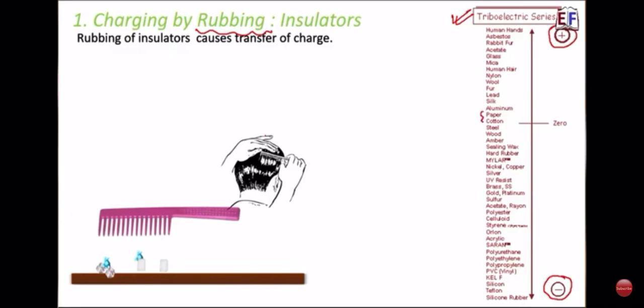For example, paper, cotton, steel, wood, they are kind of neutral, right? So now in this particular scenario, we are rubbing two objects. One is human hair and plastic, which is here, right? As a result, we see that human hair is on the top side of the series, whereas plastic is towards the bottom. That means the transfer of electrons will take place from human hair to the comb. So the comb will gain electrons and as a result, the comb will become negatively charged.